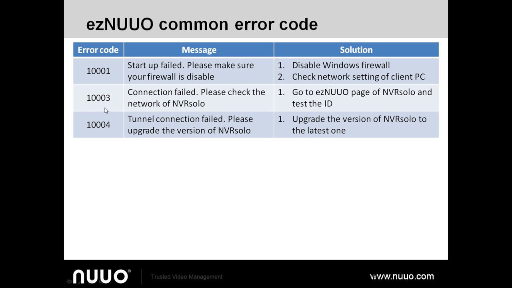And if you have the error code 10003, please go to the NUUO page of the NVR Solo and test the ID you have registered, or change to another ID to register again on the NUUO server. And if you have the error code 10004, please upgrade the version of the NVR Solo to the latest one.